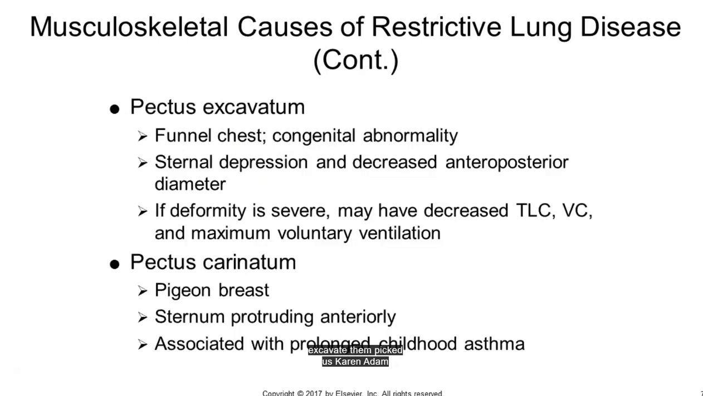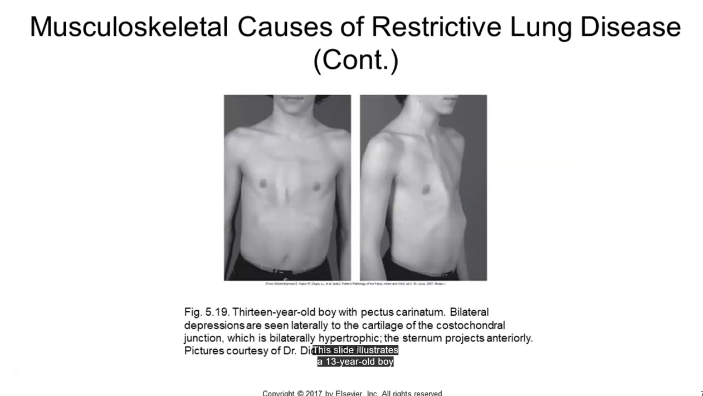Pectus carinatum presents as a pigeon chest with a protruding sternum anteriorly. It is associated with prolonged childhood asthma, and 50% of patients with atrial or ventricular septal defects also show this chest morphology. Again, no treatment is indicated for this condition. This slide illustrates a 13-year-old boy with pectus carinatum.